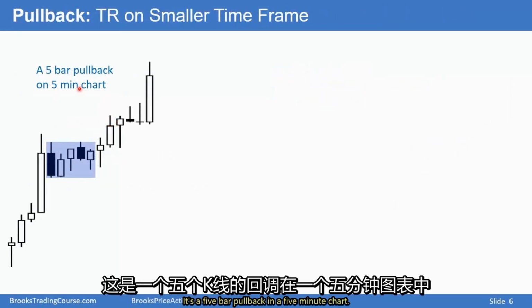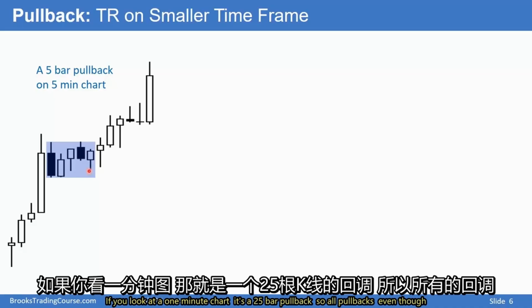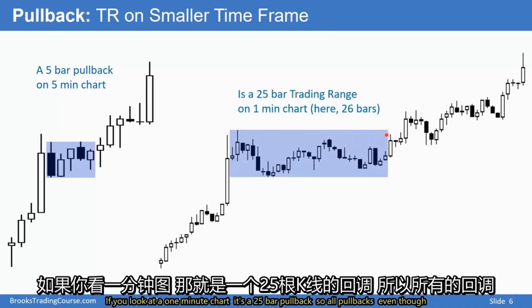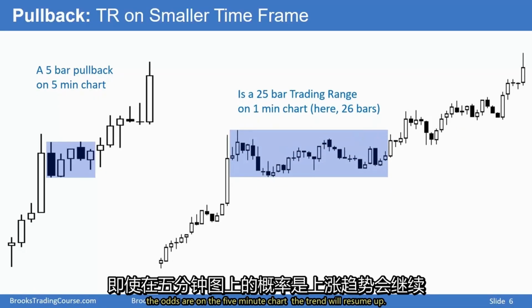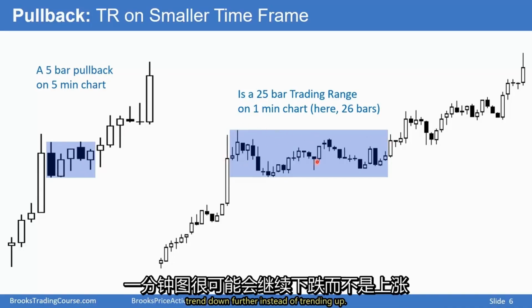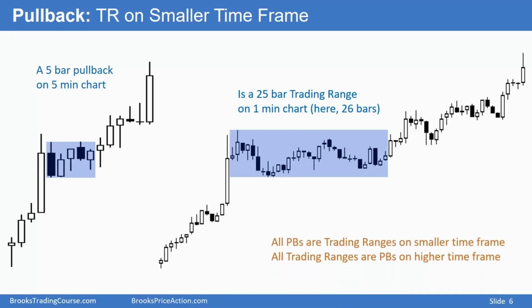Now look at this. Let's say this is a 5-minute chart. It's a 5-bar pullback on a 5-minute chart. On a 60-minute chart, it's probably no pullback at all. And if you look at a 1-minute chart, it's a 25-bar pullback. So all pullbacks, even though the odds are on the 5-minute chart, the trend will resume up. Because it has more than 20 bars on the 1-minute chart, the 1-minute chart could easily trend down further instead of trending up. So the probability is more neutral.